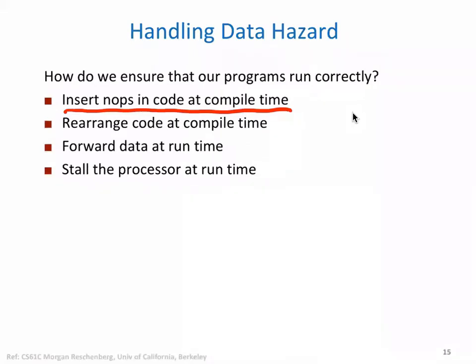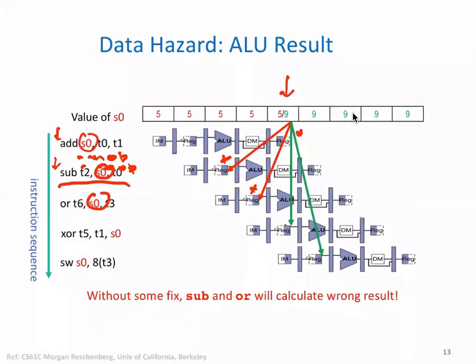Now, let's look at the second solution. Rearrange code at the compile time. Can we do that? So for example, in the previous one, we know there's a dependency. We know the S value is being used here. And if there is a set of instructions that is totally independent of the data values being generated here, for example, we can say add S1, S2, S3.